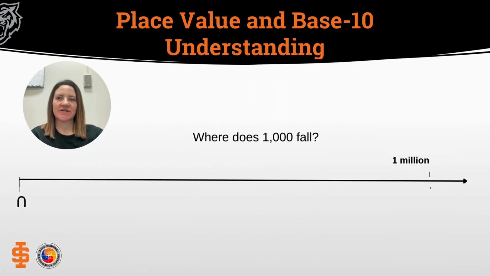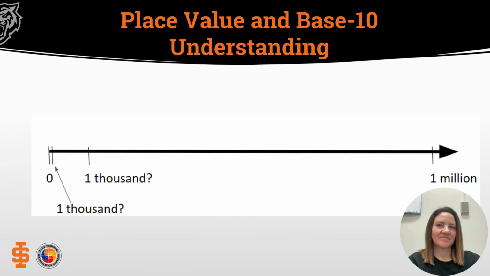Take a moment to identify where you think 1000 would fall on this number line. Go ahead and pause here if you need to. So, where did you place 1000? What strategy did you use?